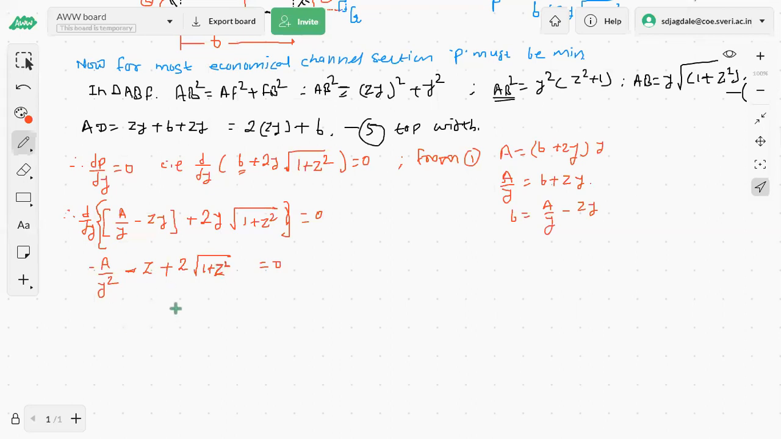Now simplify the same. Therefore, minus A upon y square is equal to, taking these terms to the right hand side, what will we have? 2 into root of 1 plus z square plus, so this will be minus and z will be plus. Minus z, when it goes to that side, becomes plus, correct? 2 into root of z square plus 1.